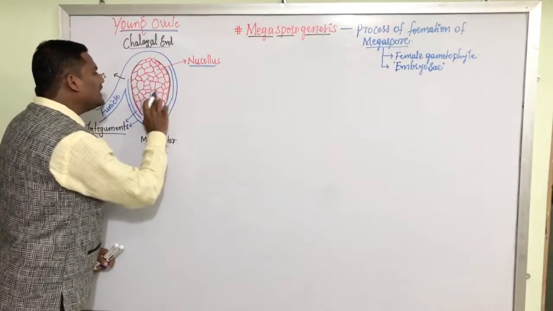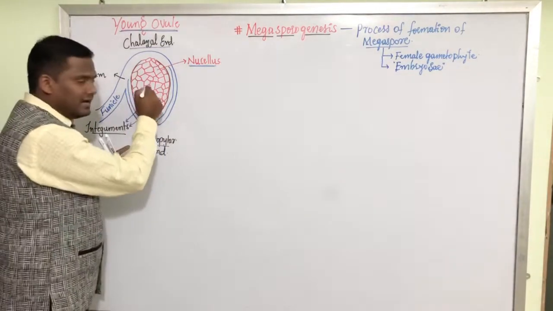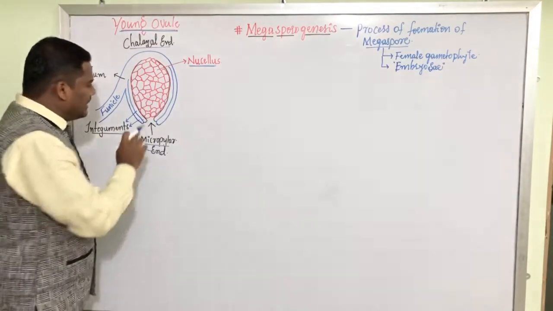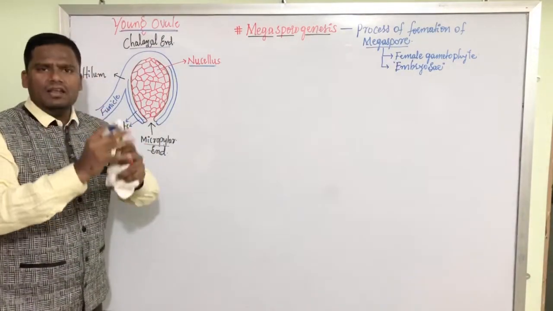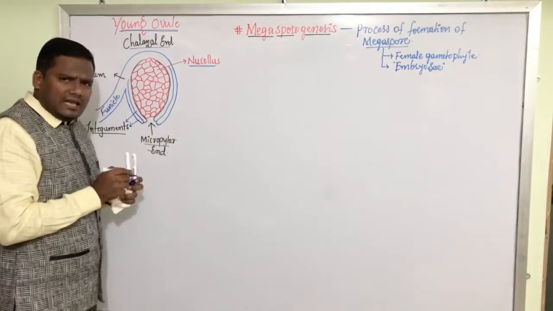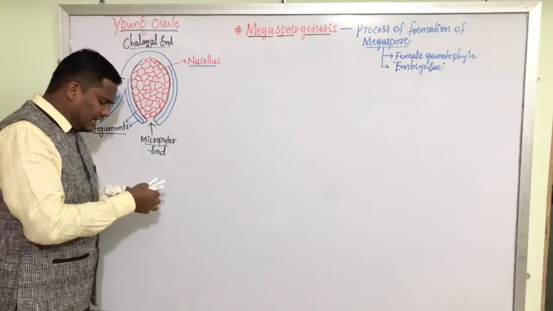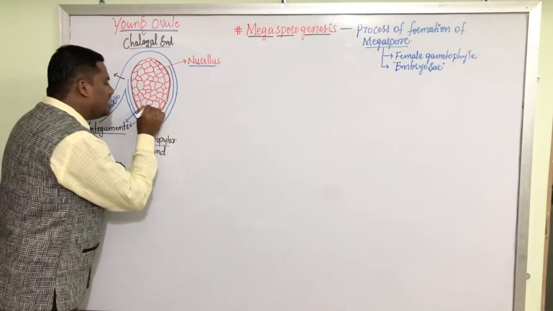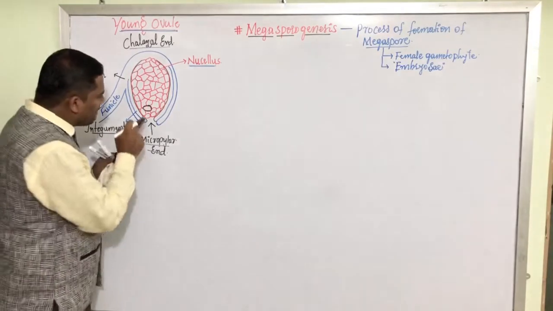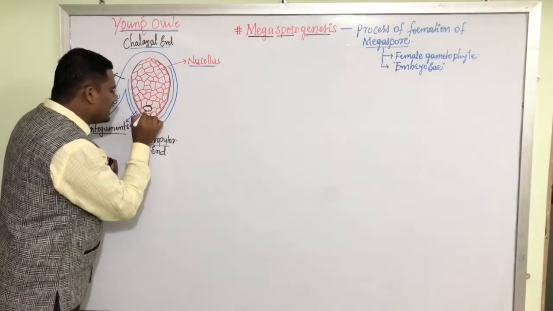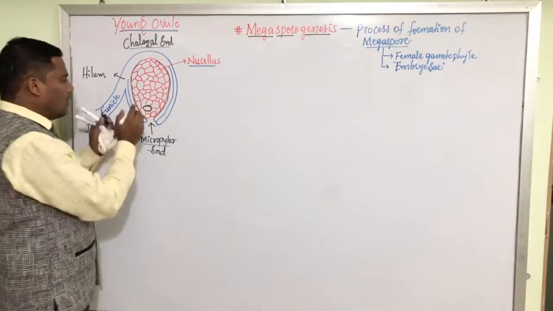They are all the nucellar cells, which I have drawn in red color. Nucellar cells are abundant in nutritive material. They are rich in food. Any one of the cells towards the micropylar end gets differentiated into the megaspore mother cell. Say, for example, this cell differentiates into a megaspore mother cell, and it is towards the micropylar end.